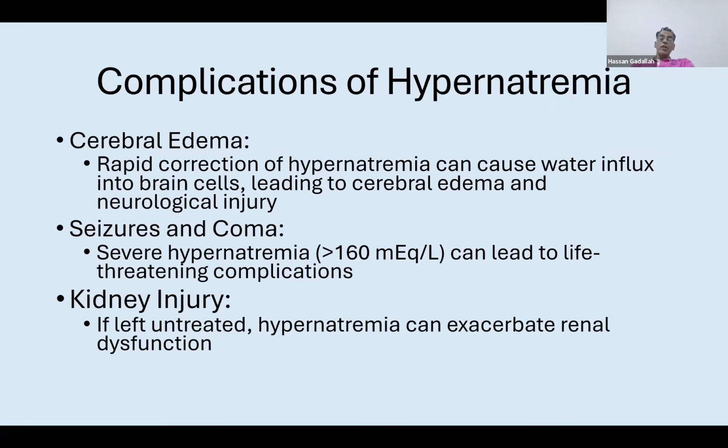The complications of hypernatremia are related to the pathophysiology, either shrinking of brain cells in cases of hypernatremia, or swelling of the brain cells in cases of rapid correction of hypernatremia. So the patient might get cerebral edema in case of rapid correction. The patient might get seizures and coma in both cases, either in hypernatremia itself or the rapid correction of hypernatremia. And it might exacerbate or even induce a new kidney injury.